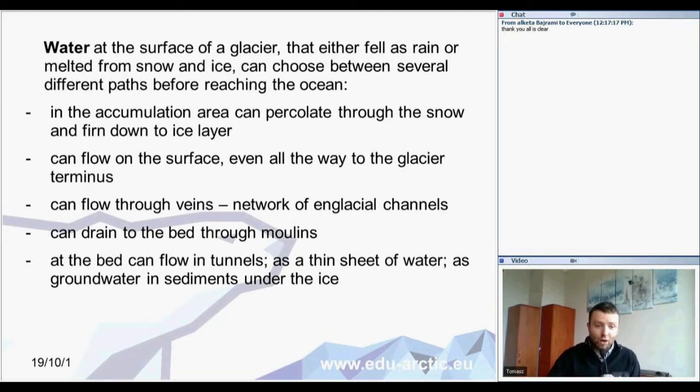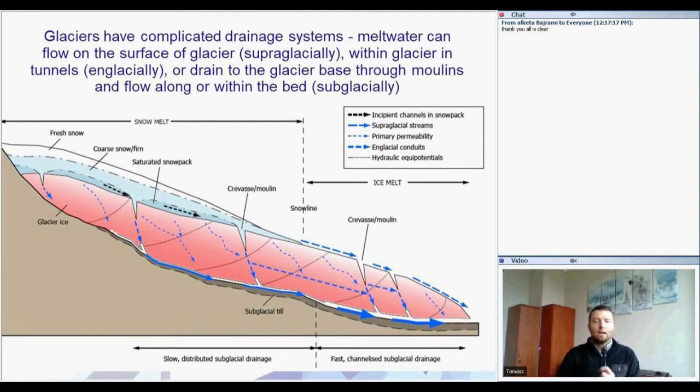It can drain to the bed of the glacier, so underneath the glacier, through moulins. I will show you the moulin soon. And at the bed, the water can flow in tunnels or as a thin sheet of water, as groundwater in sediments under the ice. So water flows through the glacier when it melts. And actually, glaciers have complicated drainage systems.